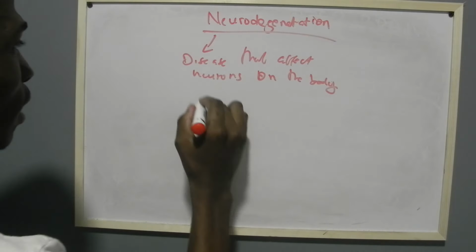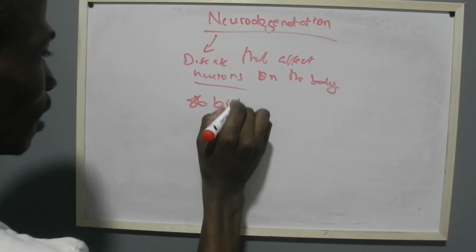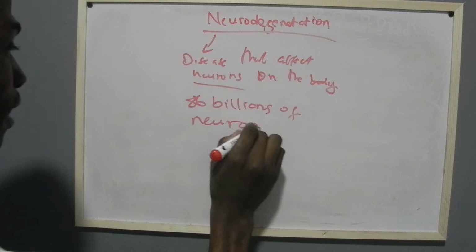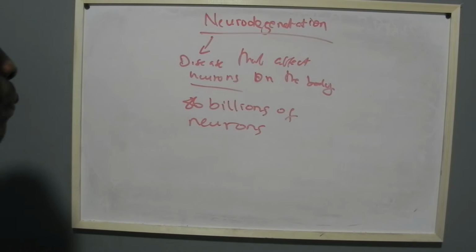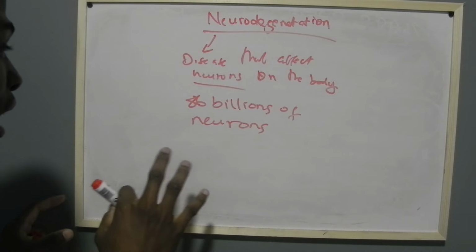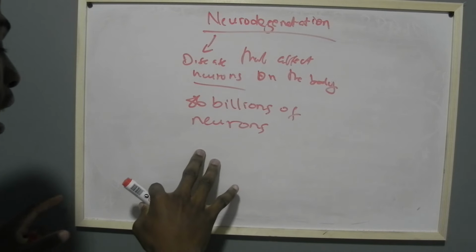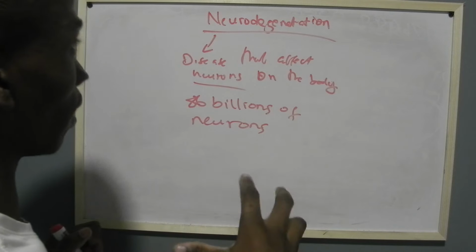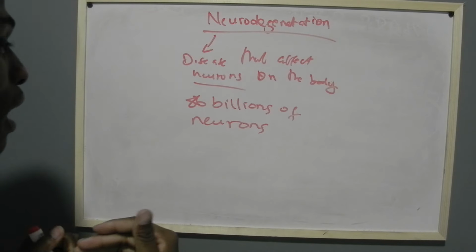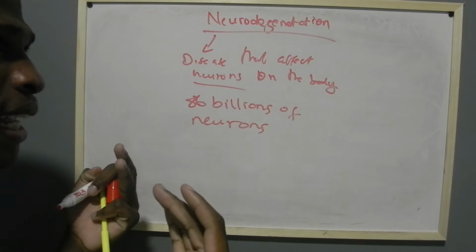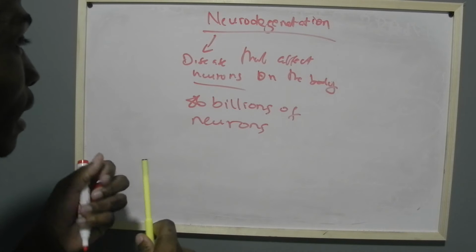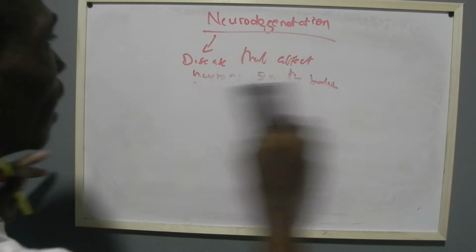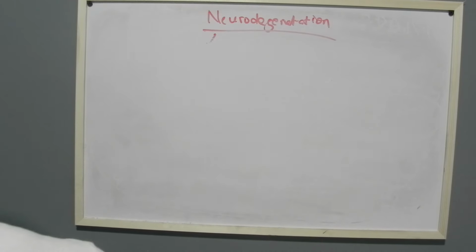In the brain, you've got 86 billion neurons. Imagine, 86 billion neurons. If this disease affects one of the neurons inside the body, depending on which part is affected, it causes many diseases. We will look at four or five of them, because they are the ones that affect most human beings. So let us go on to our diseases.